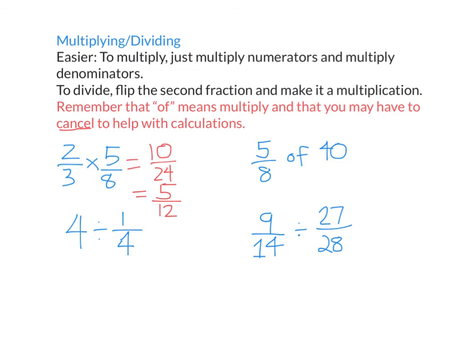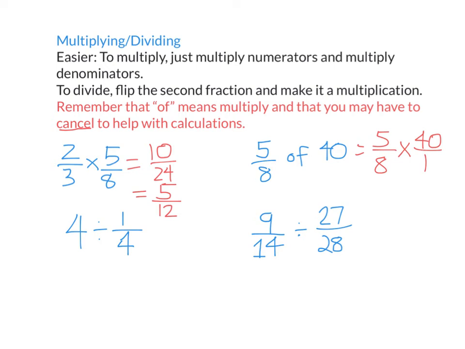So remember, of means multiply. So if you have 5/8 of 40, that's the same as 5 over 8 times 40. Now 40 is just the same as 40 over 1. You can write a whole number as a fraction by just writing it with denominator 1. So to find 5/8 of 40, I need to do 5/8 times 40 over 1.